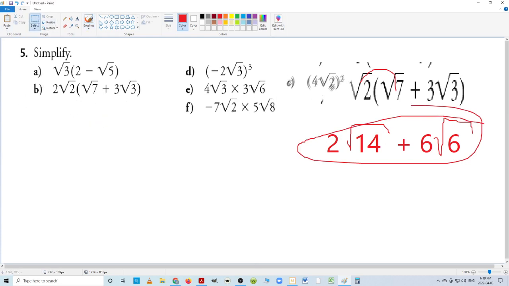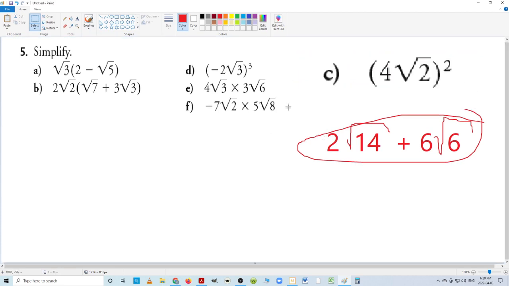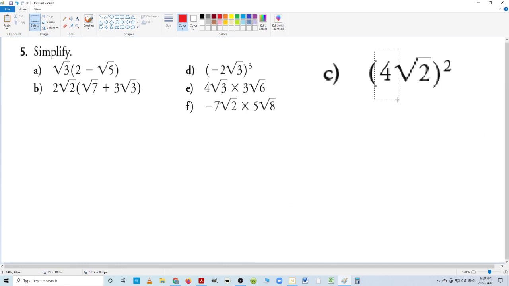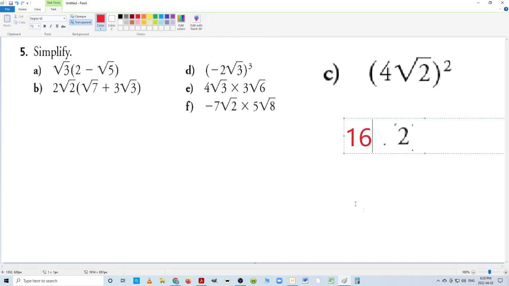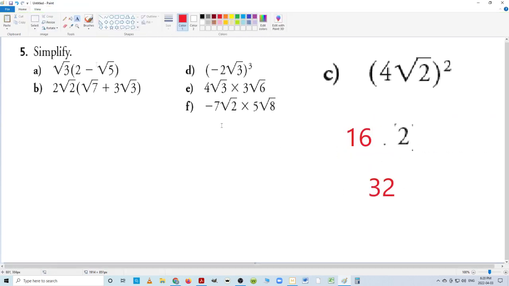In this case, it's interesting. When you have a bracket, try to remember the rule of exponents says that the 4 also will be squared, and the square root of 2 will be squared. And it's quite clear that the square root of 2 squared is just 2, and that the square of 4 is 16, and that 16 times 2 is 32. Right?